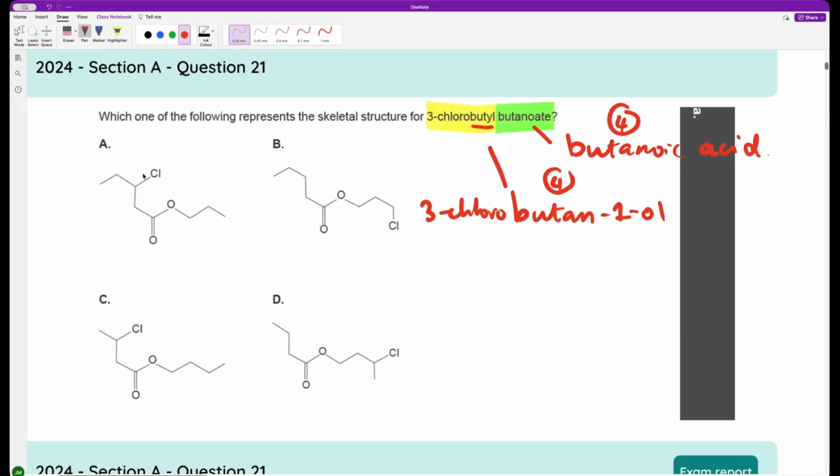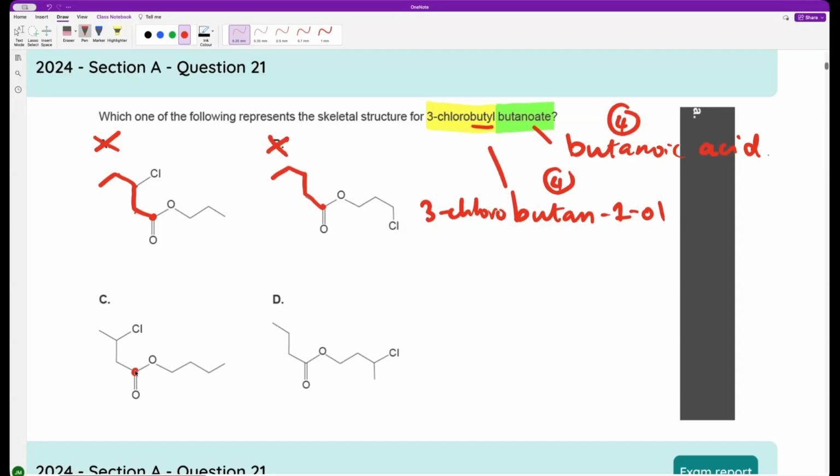Let's have a look at our options. Option A, we've got our carbon double bond oxygen over here. This side of the molecule represents our carboxylic acid side. How many carbons are in here? There's 1, 2, 3, 4, 5. So that is straight away wrong. We can cross that out because there are only meant to be 4 carbons for the carboxylic acid side. Let's have a look at B. There is 1, 2, 3, 4, 5. Again, that is wrong.